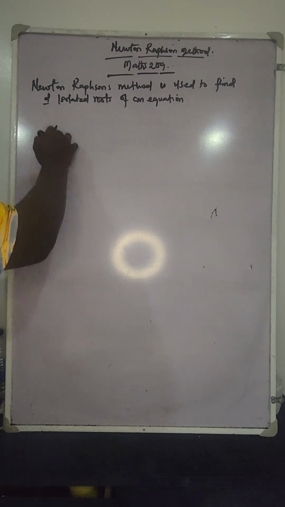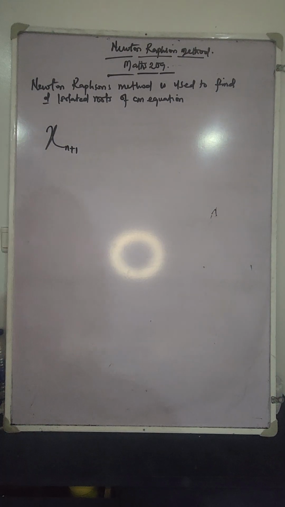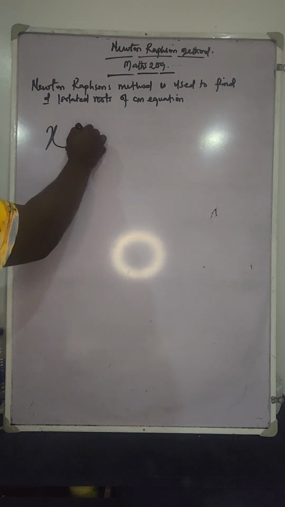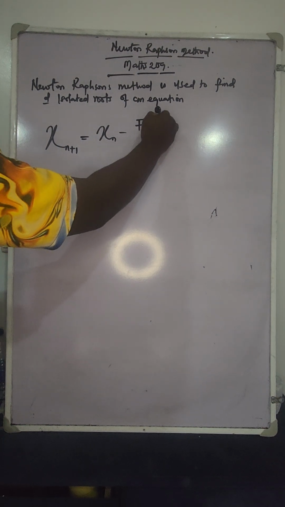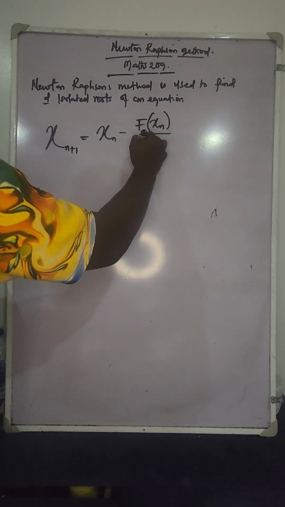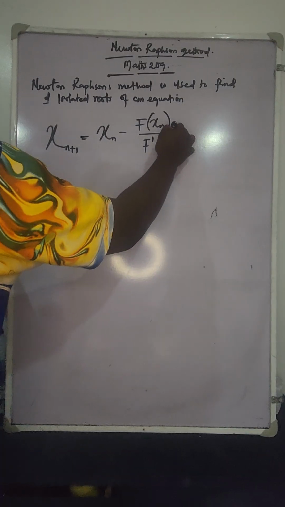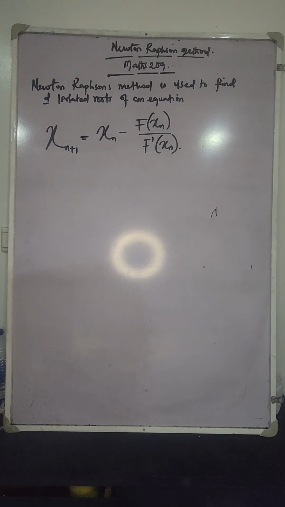We said that the Newton-Raphson formula states that the next term is equal to the previous term minus f of xn all over f prime of xn. This is the Newton-Raphson iterative scheme, the Newton-Raphson iterative formula, and you use it to find the root of a question.